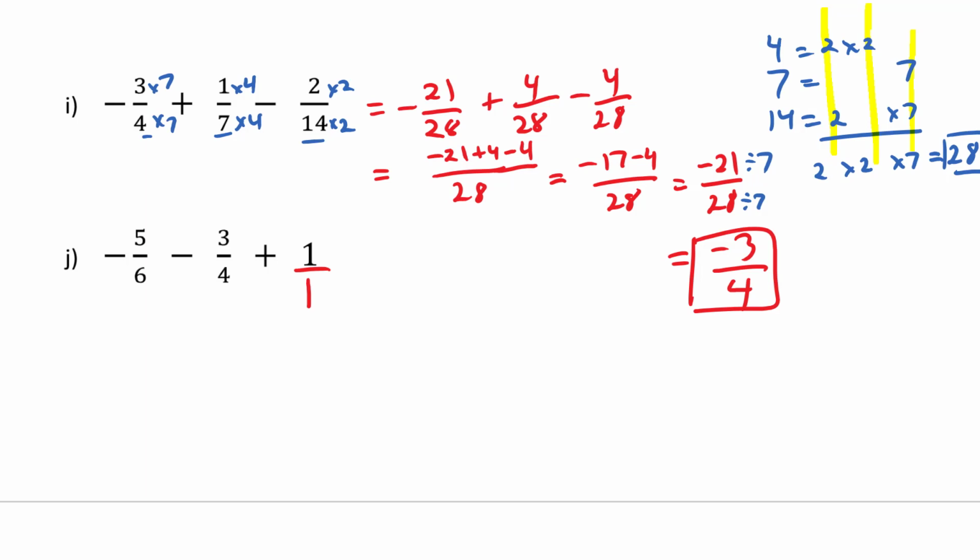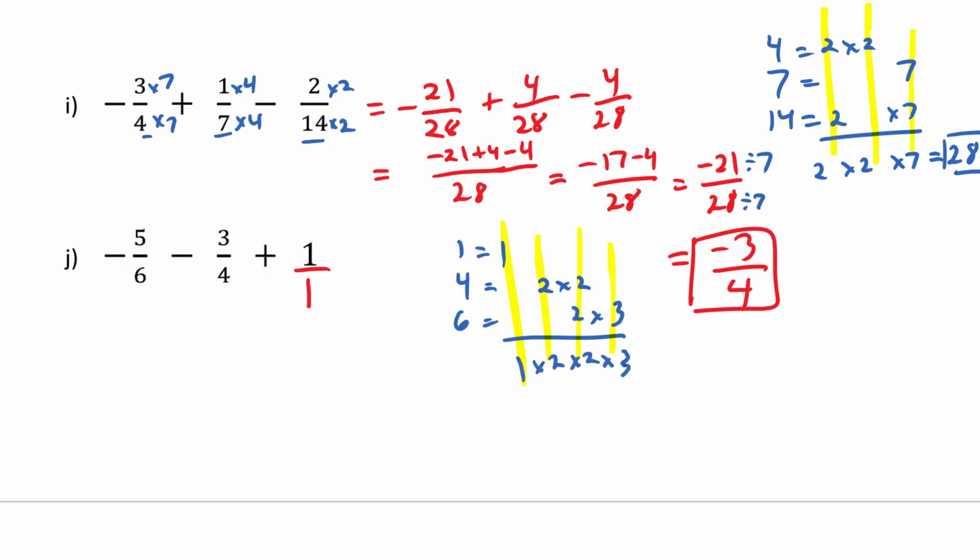Let's figure out what the lowest common denominator is between 1, 4, and 6. Well, 1 is its own prime number, doesn't change anything. 2 times 2, 2 times 3. We line these up. 1, 2, 2, and 3. Here we have 12. 12 is my lowest common denominator. So we all want to have a denominator of 12 in these.